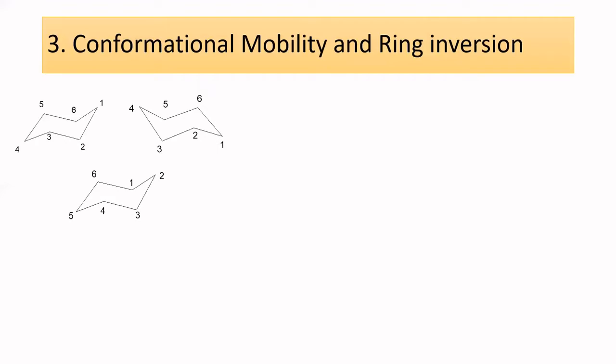Again, I'm repeating. This is my first structure, simple cyclohexane ring. This is my second structure. Something has happened if I compare it with the first one. And this is my third structure. Again, some changes compared to the first structure. So what is the relationship of the first structure with the second and the first structure with the third? What are these concepts called?